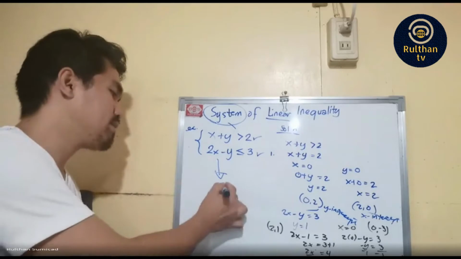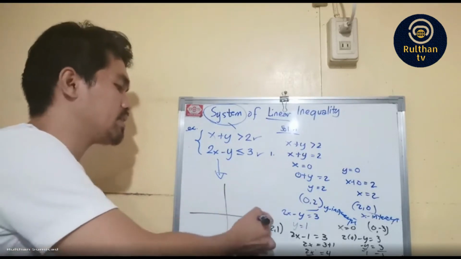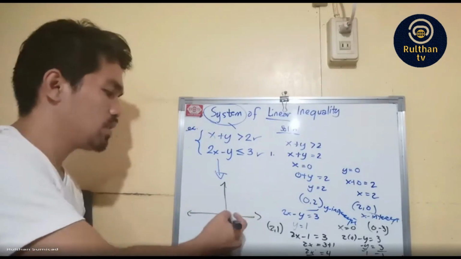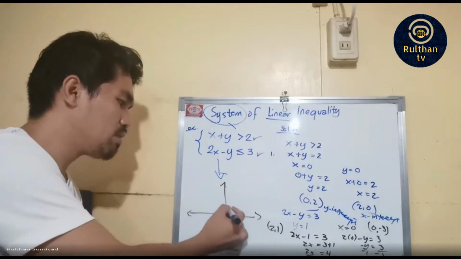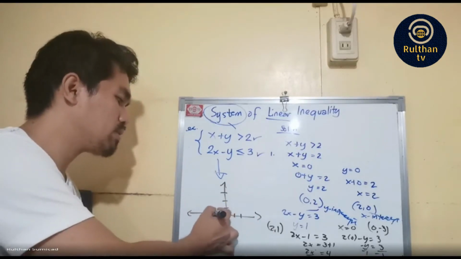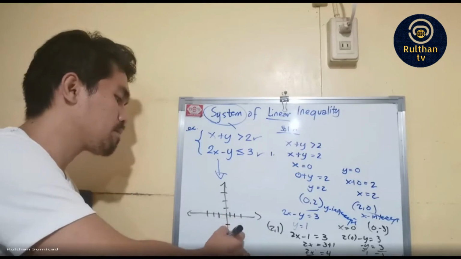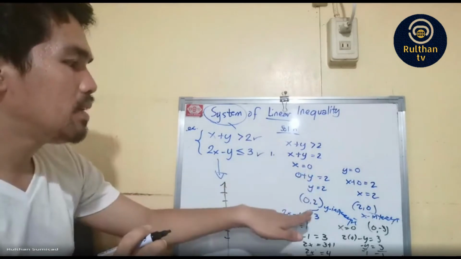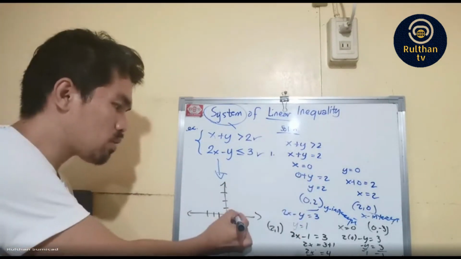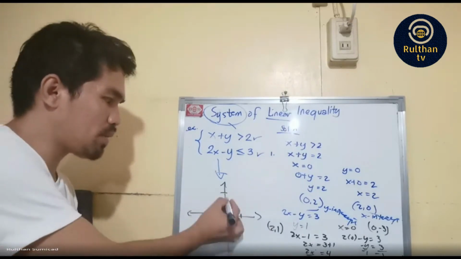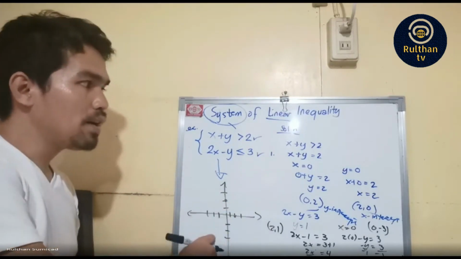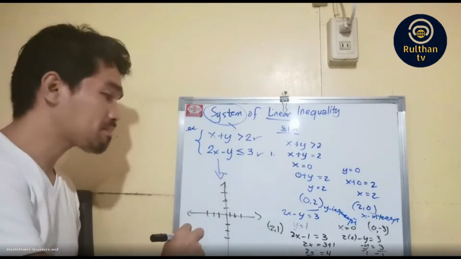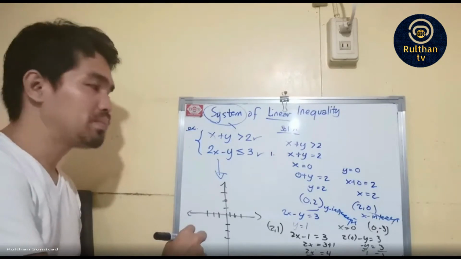First, of course, our Cartesian plane is needed. So 1, 2, 3, 1, 2, 3, 1, 2, 3. First I'm going to graph this. I have 0, 2, this one. And then I also have 2, 0, so this one also. Now, you have to go back to your inequality. What am I going to use since this is my inequality? I have to use a broken line or a solid line.